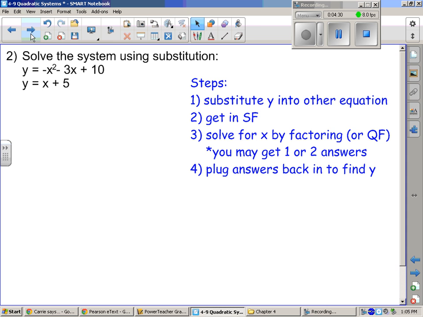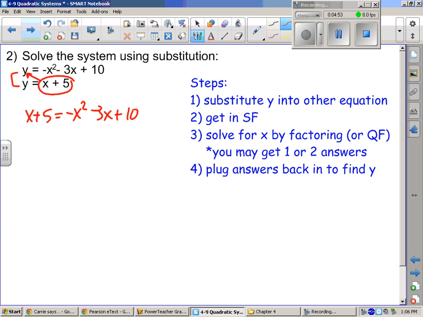All right, this one's substitution. Oh, yeah, I remember this. This is when the y's are alone. We can take this part and put it in for that y, substituting. There. So x plus 5 equals negative x squared minus 3x plus 10. So we want to have all x's in one equation that you can solve. You can't solve when there's two different variables.